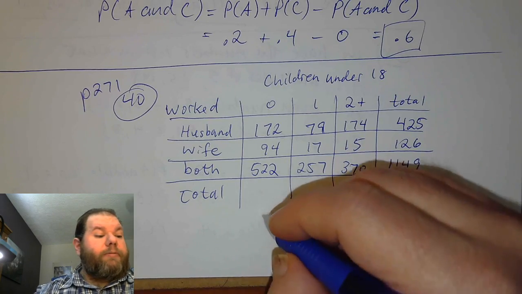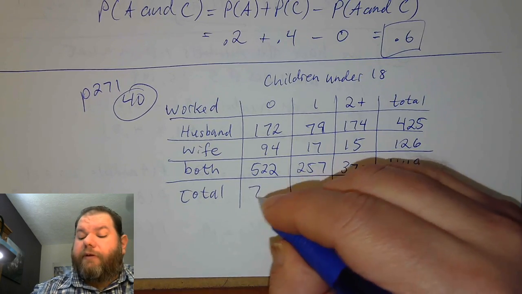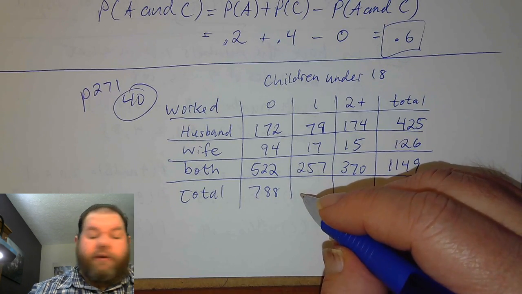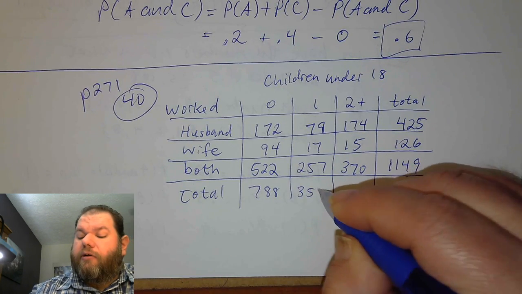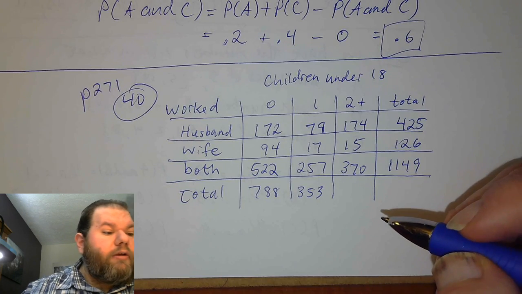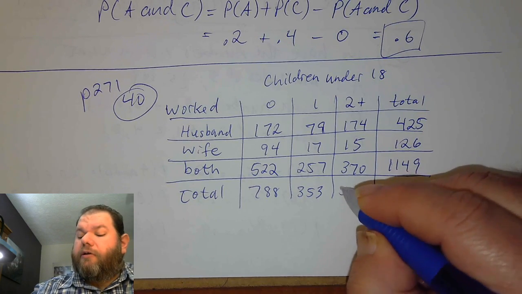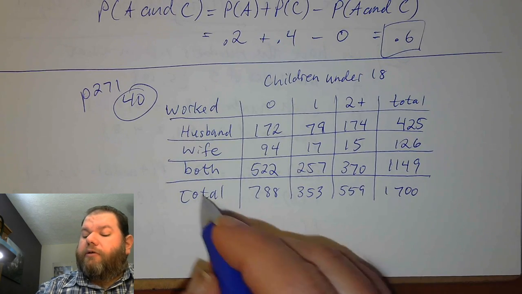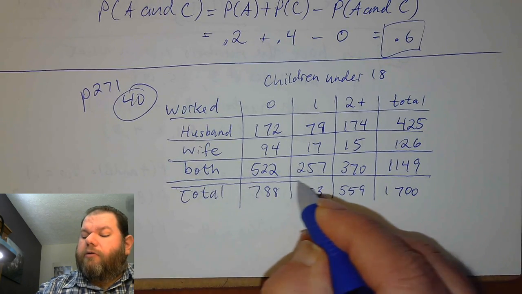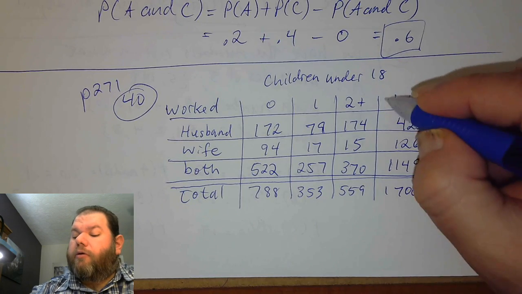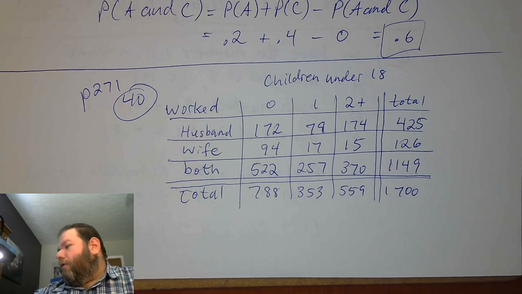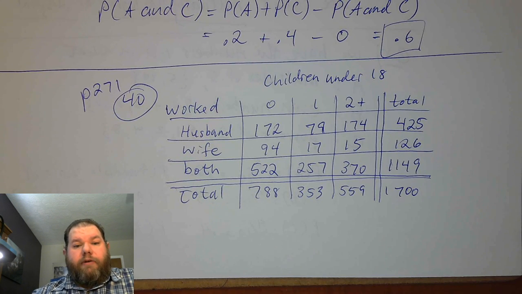In our last row is the total, so we have 788, 353, 559, and 1700. So that's the data that we're given in this particular problem.